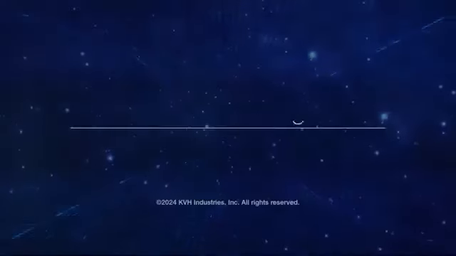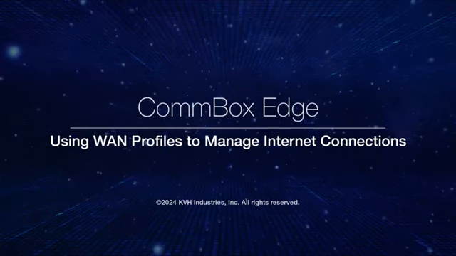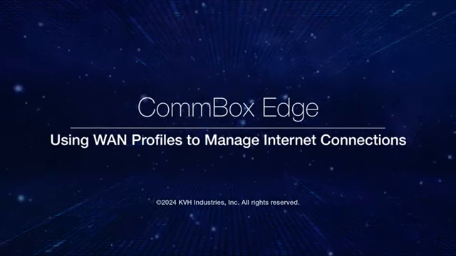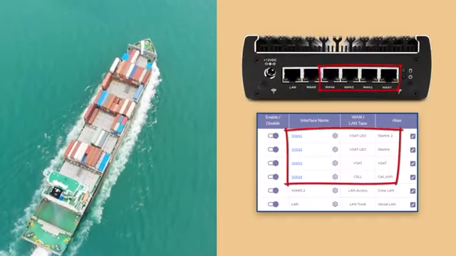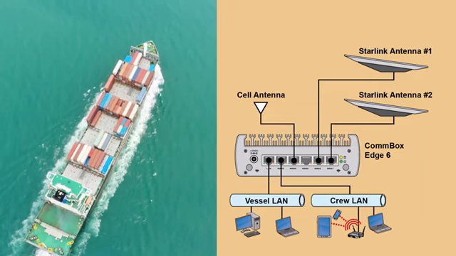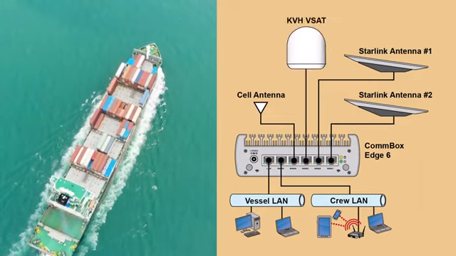This video shows you how to set up WAN profiles to prioritize and bond your internet connections. In our example, the vessel has 4 available WAN connections, 2 Starlinks, a cellular antenna, and a KVH VSAT.